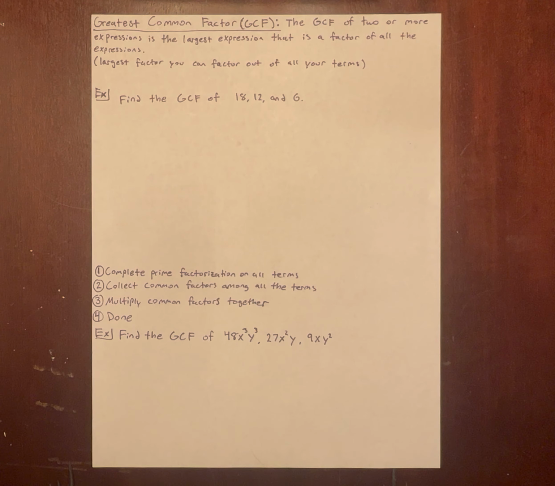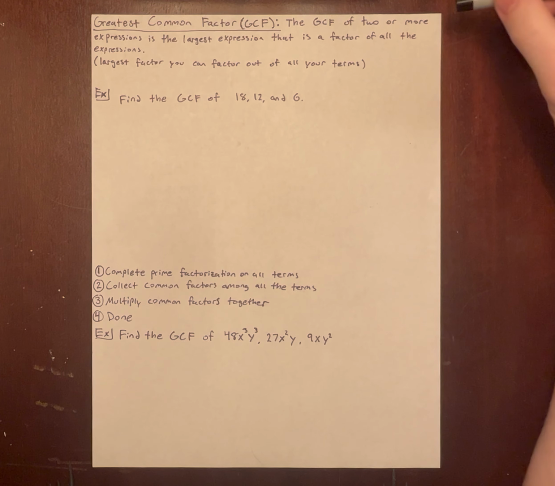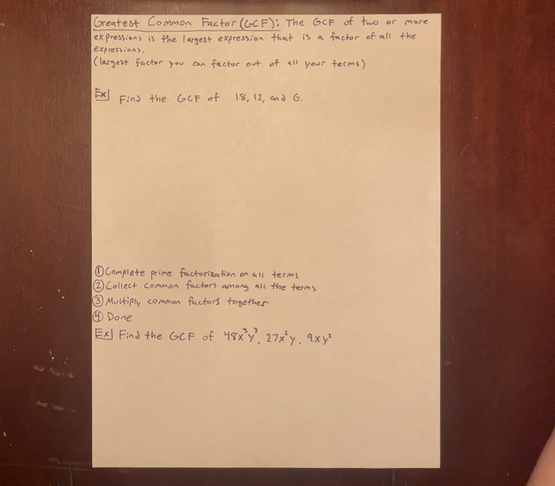All right, as we segue into our next section of material, the first thing we're going to cover is something called the greatest common factor. And as always, we start with a formal definition. The greatest common factor of two or more expressions is the largest expression that is a factor of all of the expressions. More simply put, it's the largest factor you can factor out of all your terms.